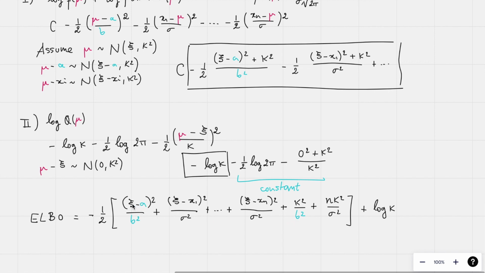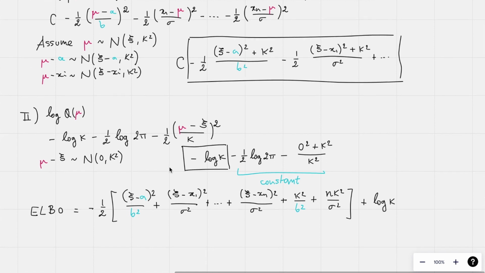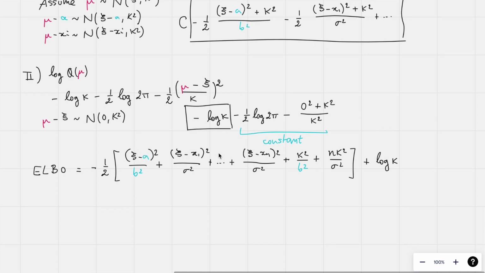And so what are the parameters that I need to play with? This is xi here, which appears multiple times, and kappa. So how do I find the maximum of the ELBO with respect to xi and kappa? Well, one thing that I can do is compute the derivative of the ELBO with respect to xi and kappa and see how I can make this derivative equal to 0. This is the standard way that you can find the maximum of a function.